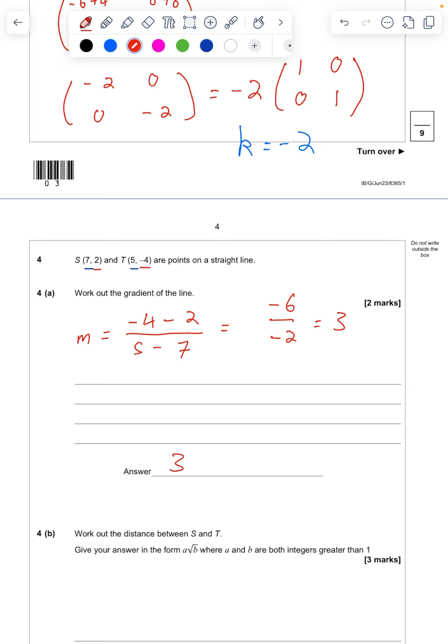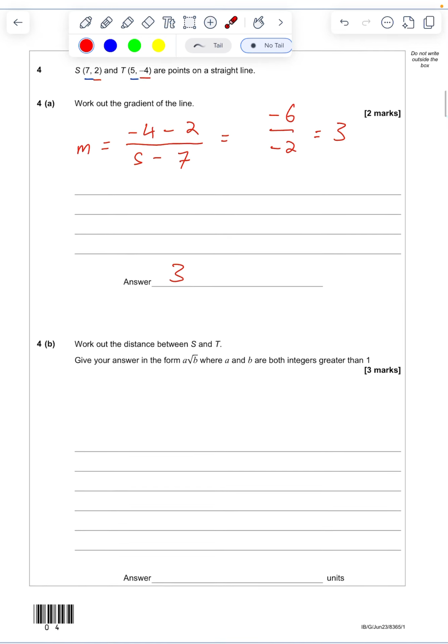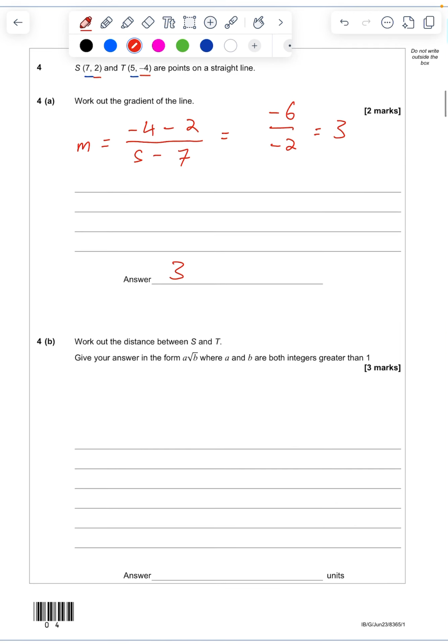There we go. Now work out the distance between the points S and T. So S is here and T is here. Now, you can use the equation here, but just to show you visually what is going on with this question, if you just really roughly plot what's going on, you've got the point S, which is going to be somewhere over here, and that's got a point 7 and then 2. And you've got T, which is 5 and minus 4, somewhere kind of down here. That was just a really rough sketch.